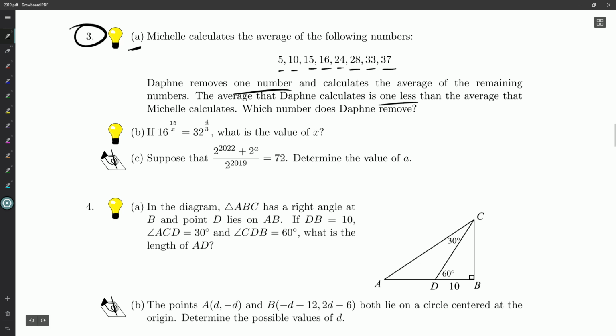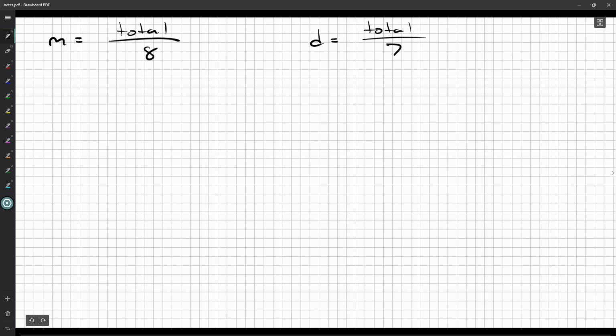Now, is there a way that I can do this without actually calculating the average? I mean, we may have to, but we've got 1, 2, 3, 4, 5, 6, 7, 8 numbers. So Michelle gets some average, I'll call it M, and that's the total of the numbers divided by 8. Then Daphne comes along and she gets some total minus this mystery number, which we'll call n, because Daphne removes some number. So we get total minus n, and we have 1 less number, so it'd be 7. But we're also told that Daphne's average is 1 less.